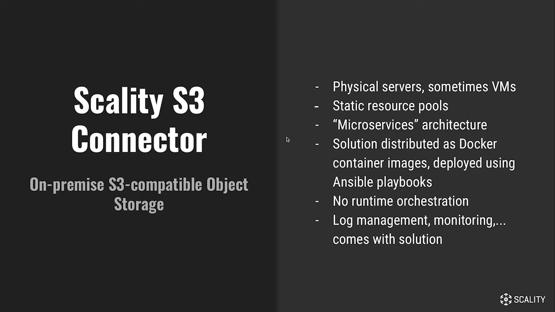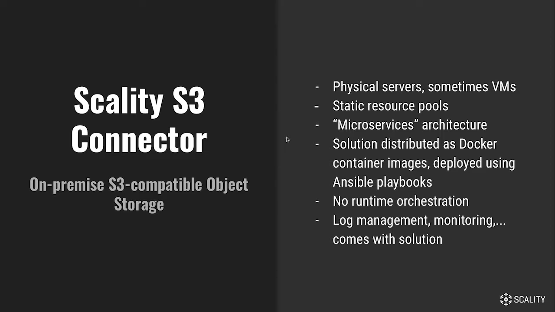Then a couple of years ago, we started implementing a new part of the product called the S3 connector, which gives S3 compatible access to the storage system, the object storage at least. Again, this runs on physical servers, sometimes in VMs, fairly static as well, but we took a different approach when it comes to the software architecture. We started using microservices, and instead of distributing this as system packages, we embraced Docker and the container model, so all the services that make up the S3 connector are running as Docker containers. And we use a bunch of Ansible playbooks to deploy these containers on the various machines that make up your cluster.